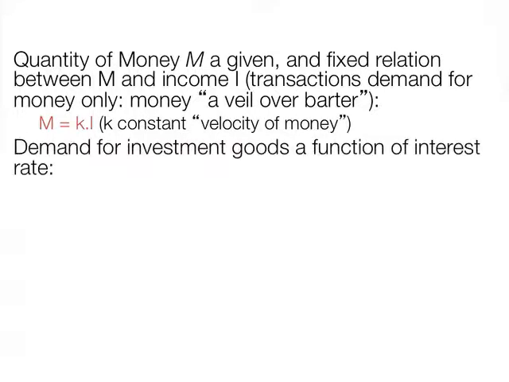So it is the fact that M is some constant k, which we call the velocity of money, times I, your income. In other words, you have a certain amount of demand for investment goods. You want investment goods, and that is a function of the interest rate.